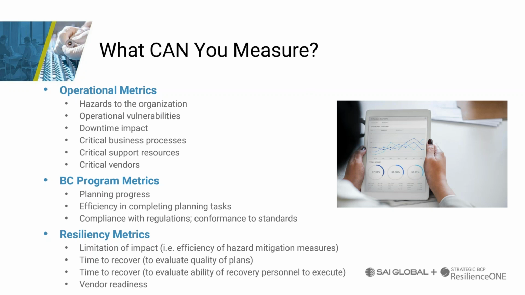We look at another one, BC program metrics, planning progress. That's a pretty easy one, but there's different ways that we can measure that. Planning progress can be looked at overall progress of a task that we're doing as part of our program, like completing that risk assessment or business impact analysis. We can also look at how much of our plan, so the overall document, that we've completed. We can look at an efficiency in completing those planning tasks.